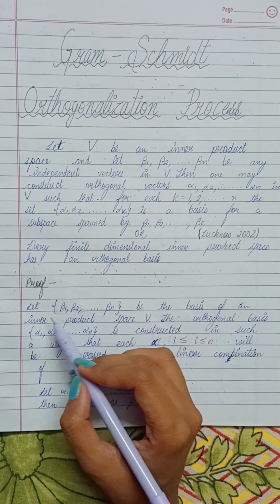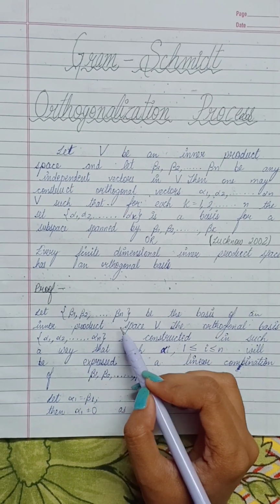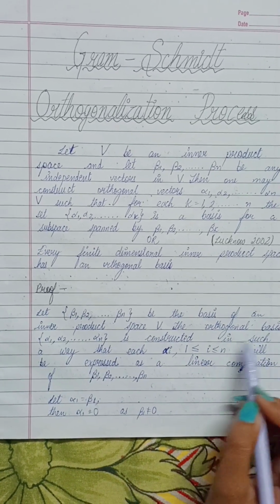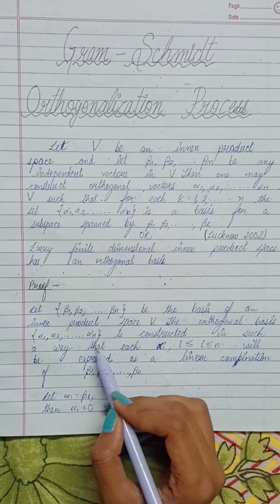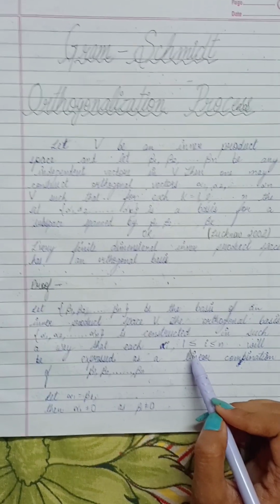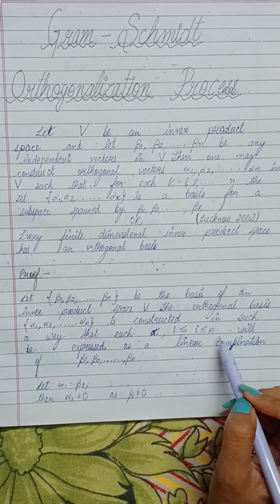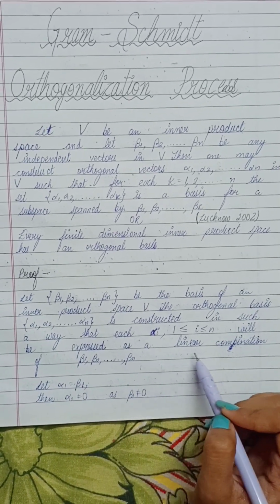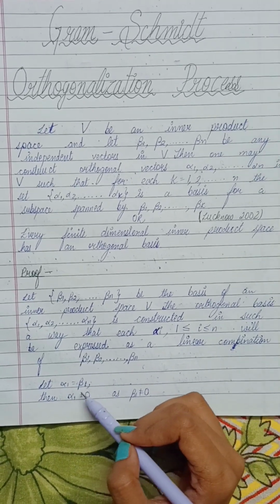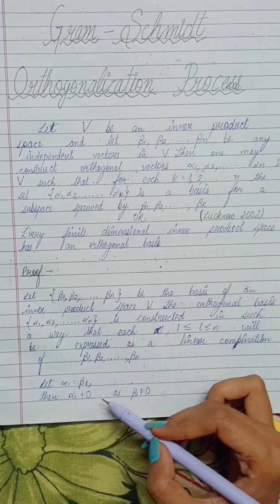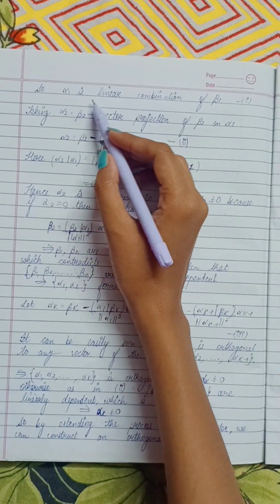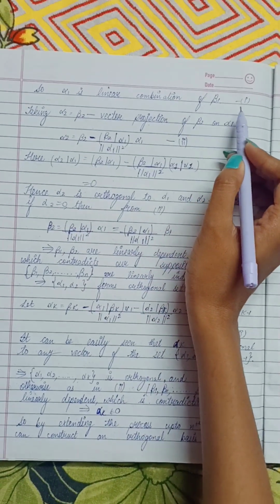Now moving on to its proof, let beta 1, beta 2 up to beta n be the basis of an inner product space V. The orthogonal basis alpha 1, alpha 2 up to alpha n is constructed in such a way that each alpha i, where 1 is less than or equal to i is less than or equal to n, will be expressed as a linear combination of beta 1, beta 2 up to beta n. Let alpha 1 equals beta 1, then alpha 1 cannot be equal to 0 as beta 1 is not equal to 0. So alpha 1 is a linear combination of beta 1, which is equation number 1.